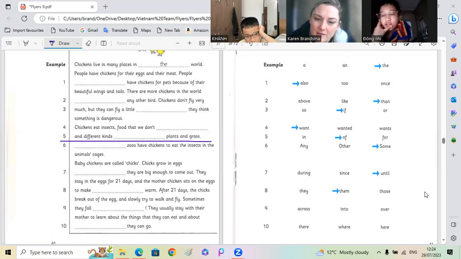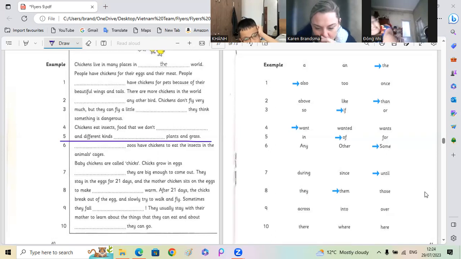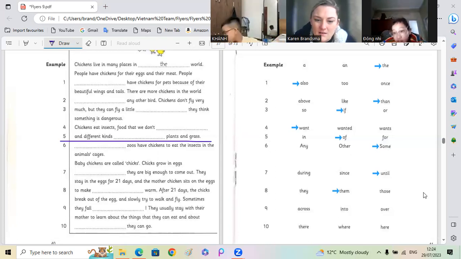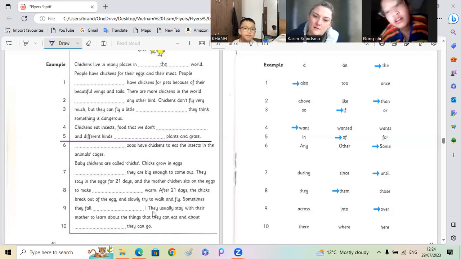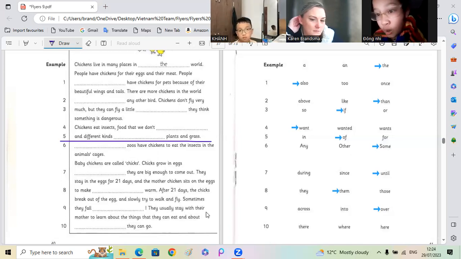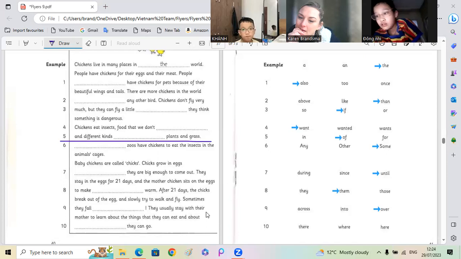Read it for me, Nee. The chicks break out of the egg and slowly try walking and flying. Sometimes they fall over. They stay with their mother to learn about the things that they can eat and about where they can go. Okay.